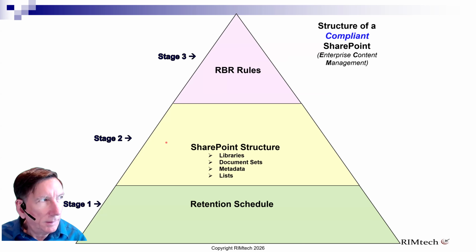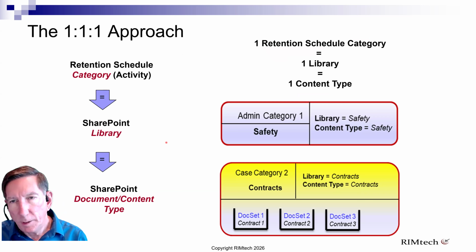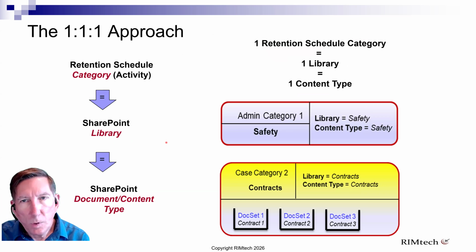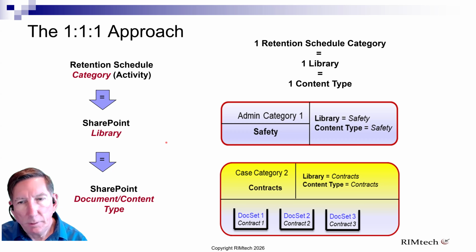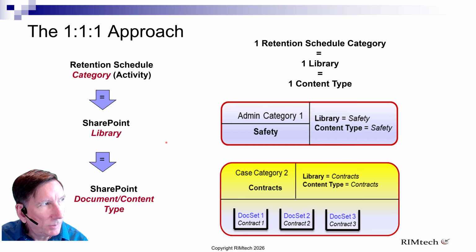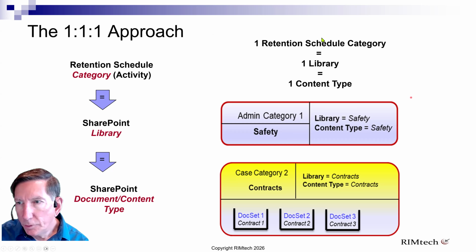That's what IA generally means. Now, the approach we take, and the approach that I believe works, is one to one to one. One category in the retention schedule equals one library or location to store records in SharePoint. And in that library is one content type, which is a batch of metadata suitable for the contents of that library. So on the right here are two examples.